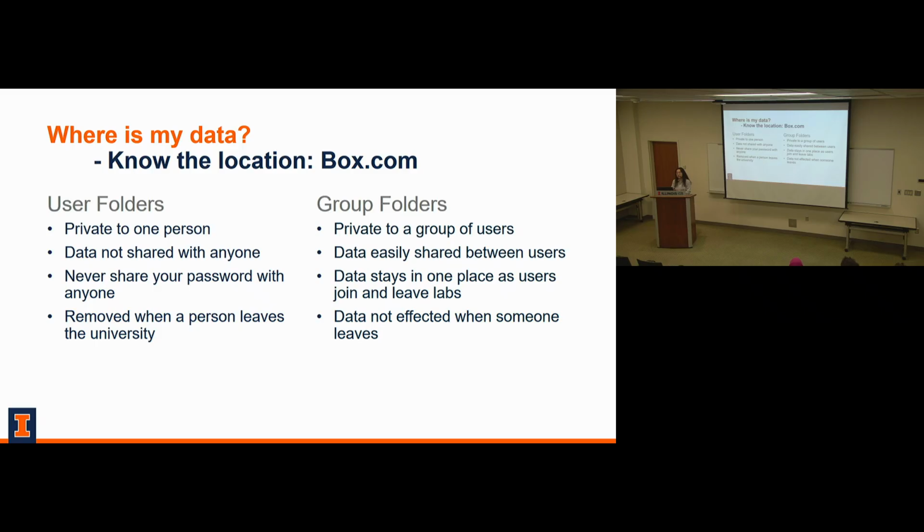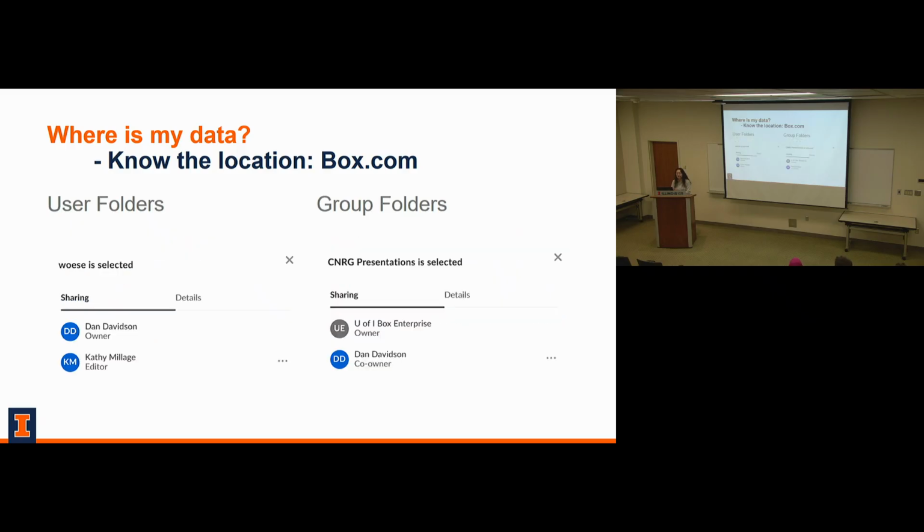Another one is the group folder, in which the data is shared privately with a group of users. Because of that, data can be easily shared between the users in that group, and the data in that folder will stay in place when someone joins or leaves the lab. So data will not be affected when people leave. How do you know whether the folder is a user folder or a group folder? If you are on Box, you can look under the sharing tab. If you see the owner is a person's name, that is a user folder. And if you see it's the UFI Box Enterprise, that means it's a group folder.